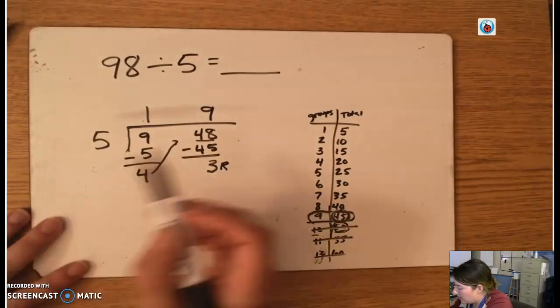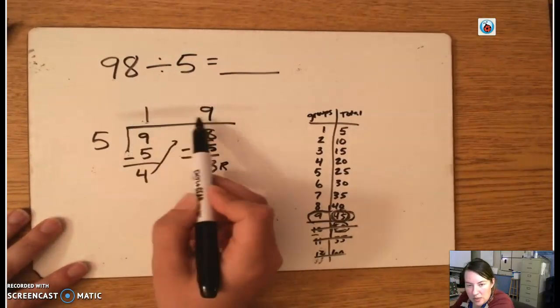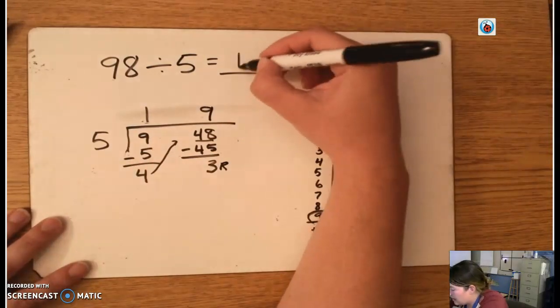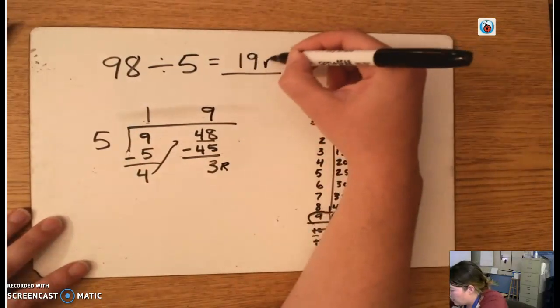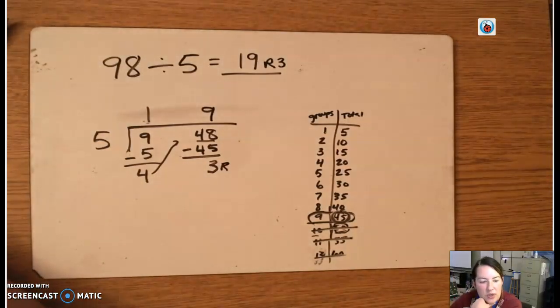So that's our remainder. So now my answer for 98 divided by 5 is these two numbers. Okay, we're going to put them together. So it is 19 with a remainder of 3. Okay, watch the next video. We're going to try this again.